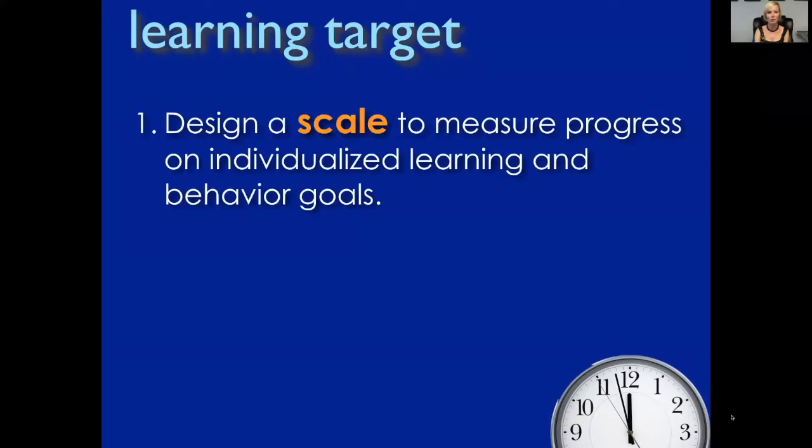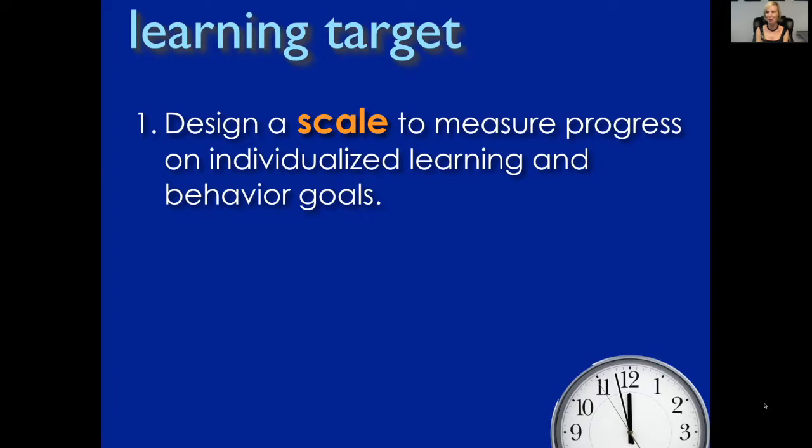So we have one single learning target for our time together, and this is to design a scale to measure progress on individualized learning and behavior goals. Some of you may have more interest in how we measure progress on academic goals. Others may be more interested in behavioral goals. And some of you may have questions about all of the above. The good news is that goal attainment scaling brings together any kind of goal that you're interested in measuring a student's progress on.